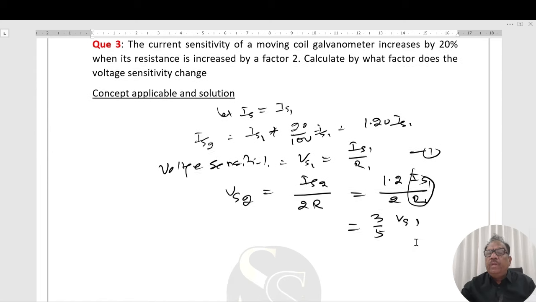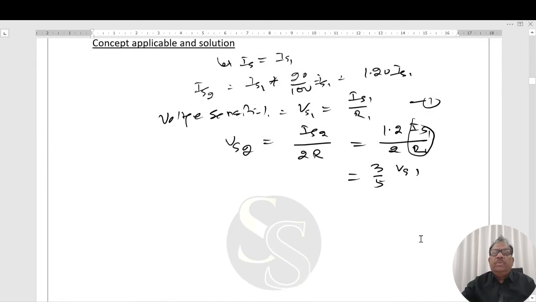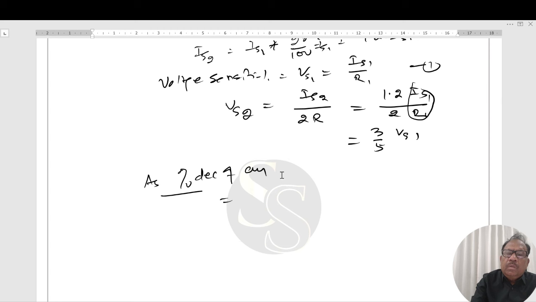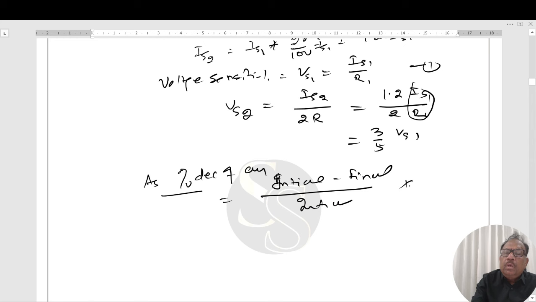Now we have to find the percentage decrease. The percentage decrease of any quantity is equal to initial minus final upon initial into 100.